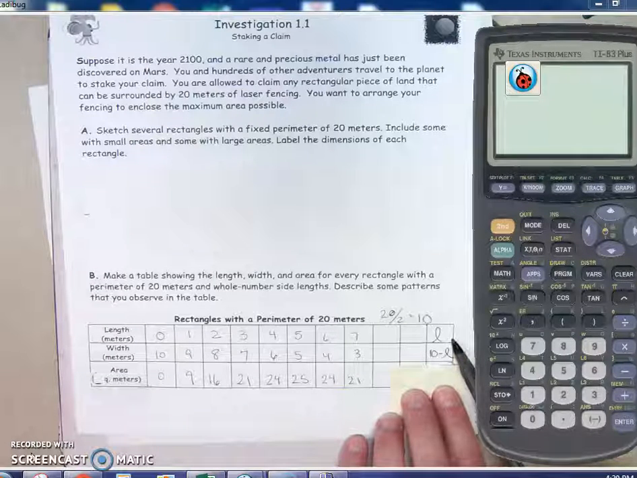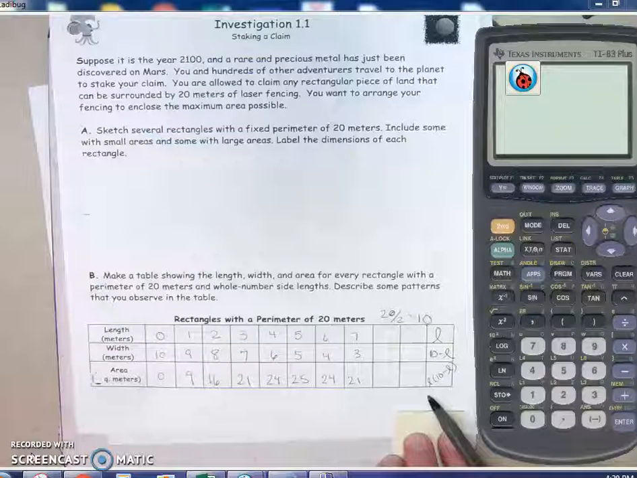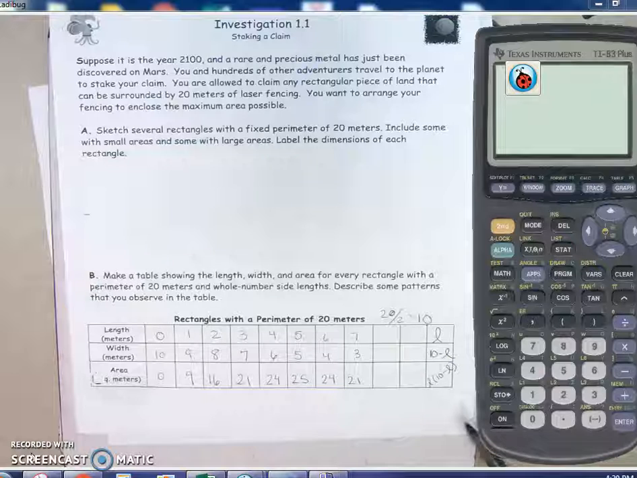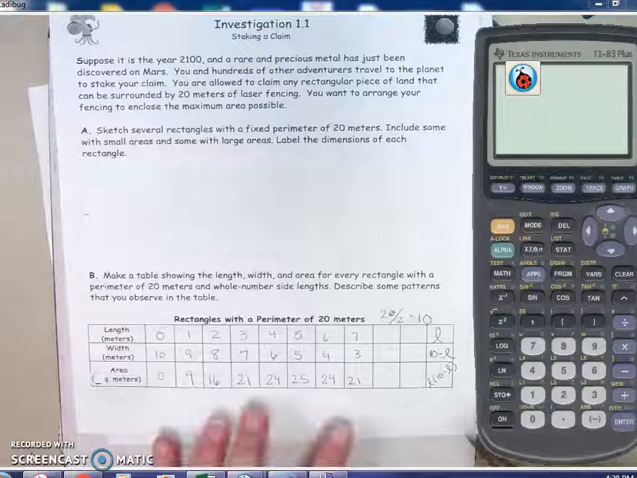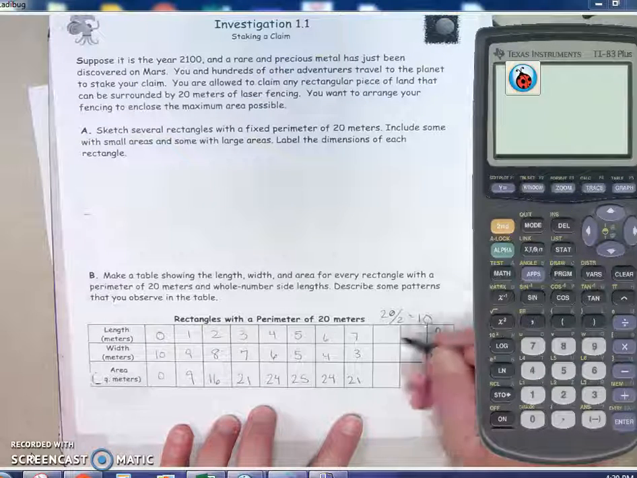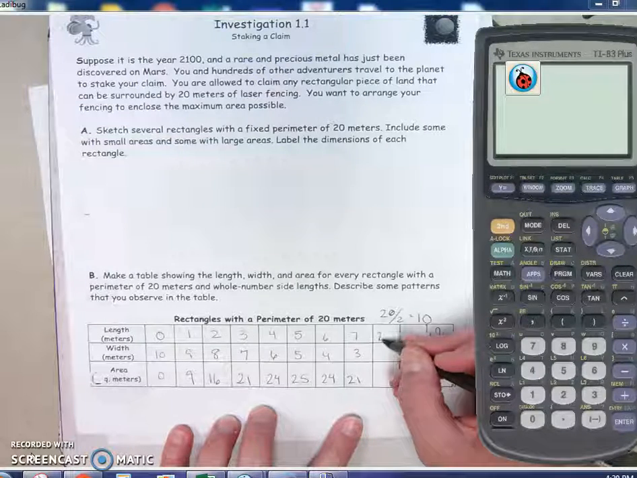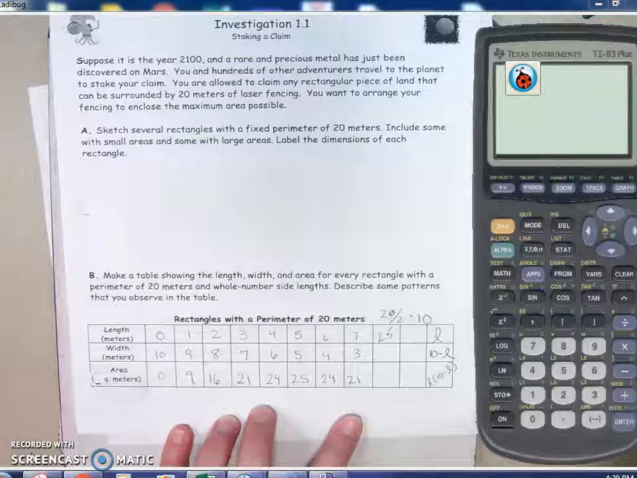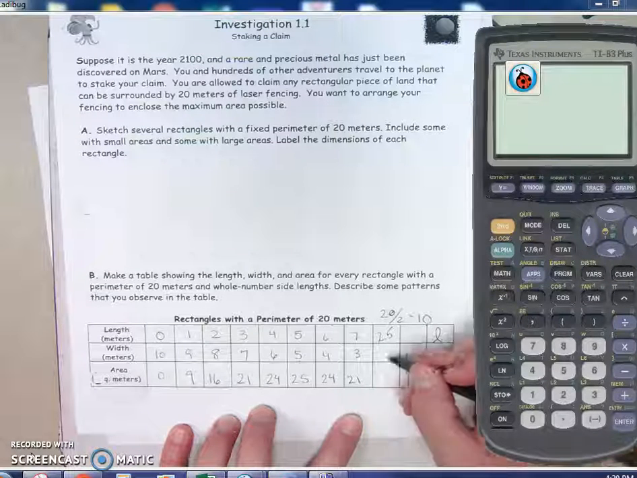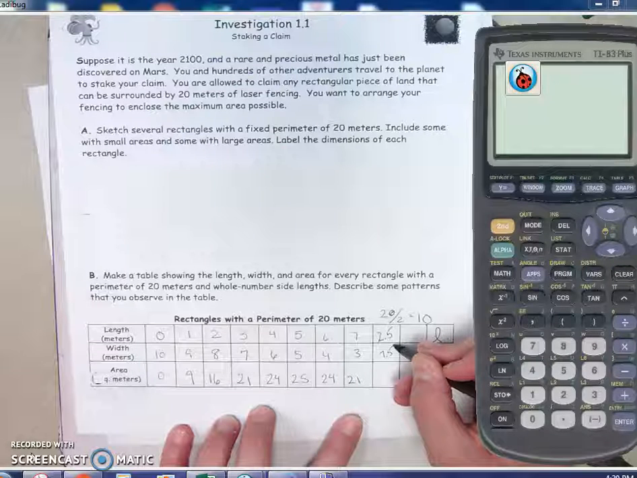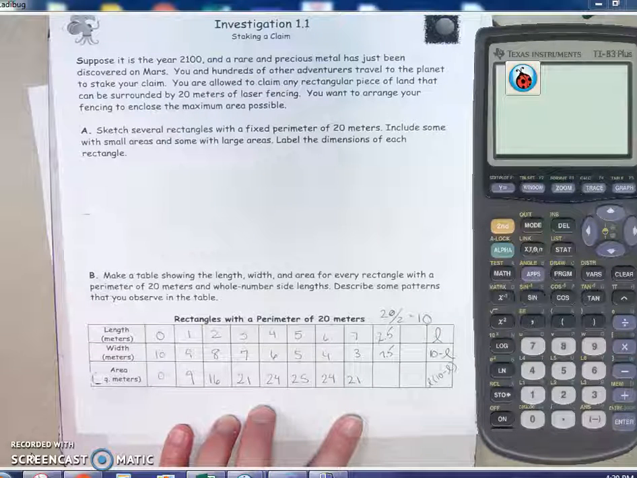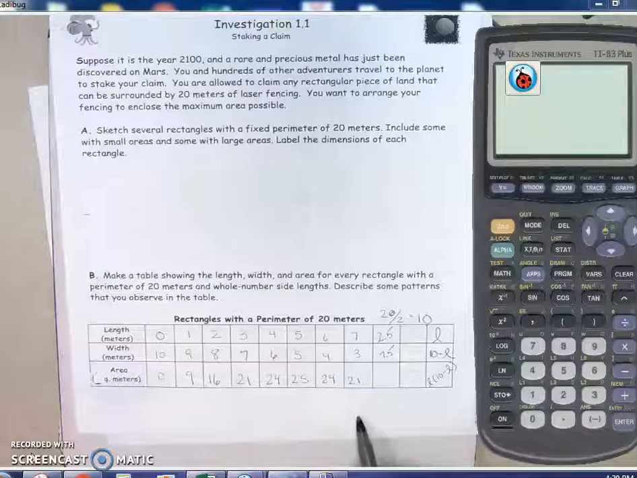That means the area would be the length times the width, which would give you this expression, L times (10 minus L). So that's how you could use that to find any length and width. So if you instead did, let's say the length was 2.5 meters, then the width would have to be 7.5 meters. And you could still find an area. So they don't have to be whole number length sides.